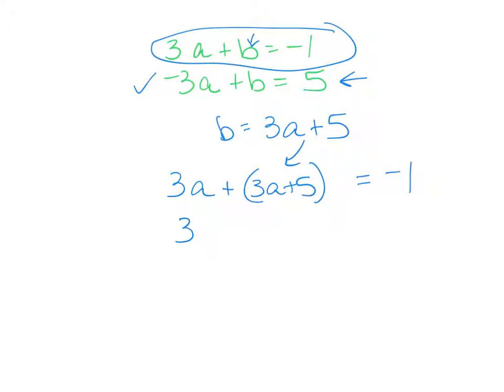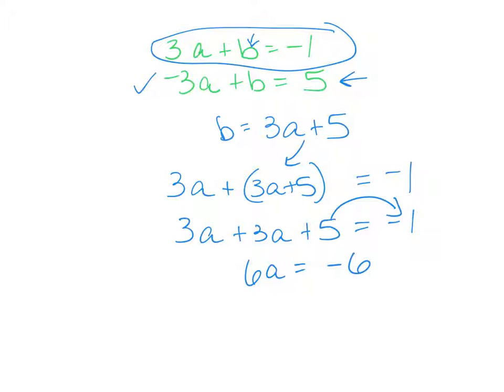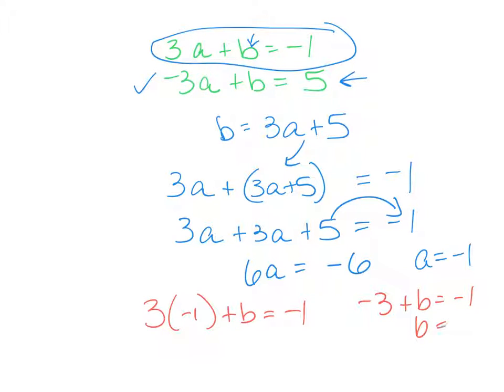So we get 3a plus 5 equals negative 1. 6a equals negative 6 when this 5 goes over here as a negative 5. So a equals negative 1. And now we plug that a into either one of those equations, and we get negative 3 plus b equals negative 1, b equals 2. So I have negative 1, 2 is our answer.